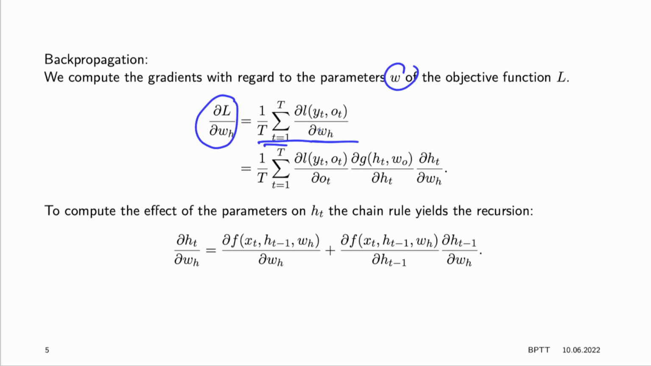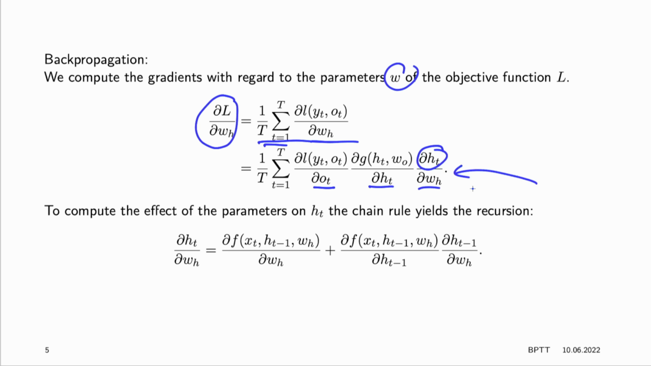Now in order to compute this derivative, we need to apply the chain rule twice. The derivative of l of yt and ot with respect to WH becomes the derivative of l of yt and ot with respect to ot, times the derivative of g of ht and WO with respect to ht. This we can multiply with the derivative of ht with respect to WH. Now the last term is where it becomes complicated.